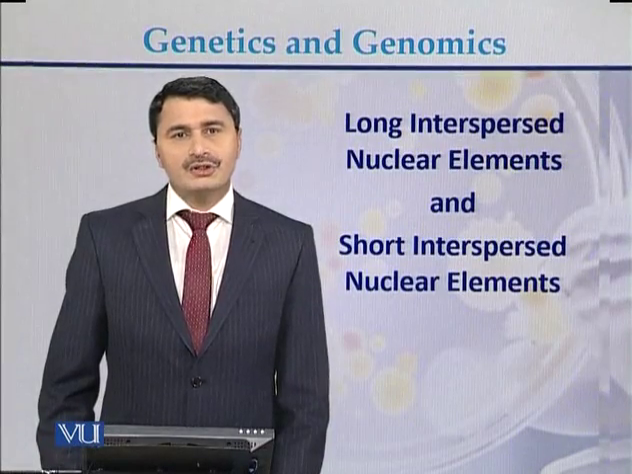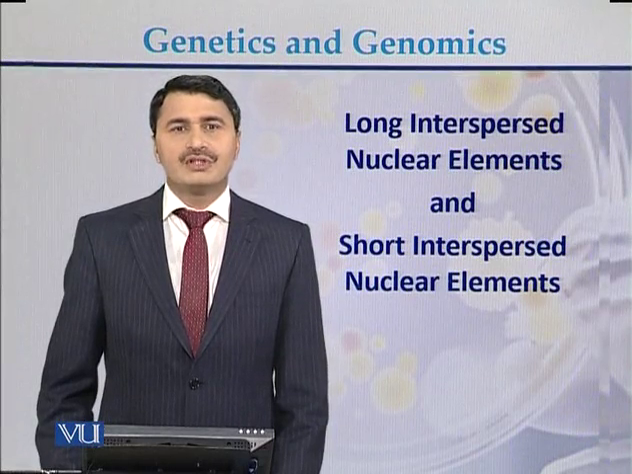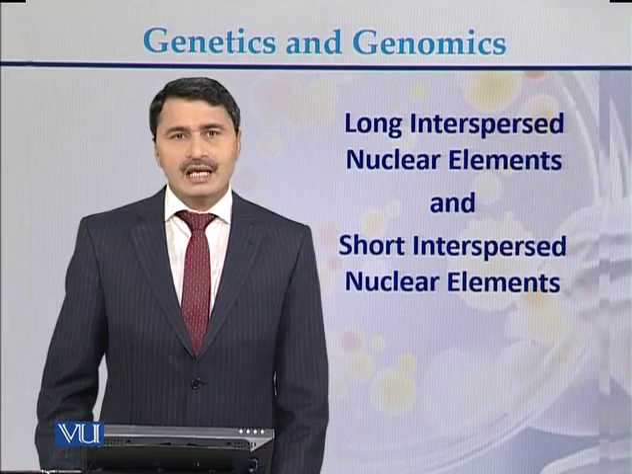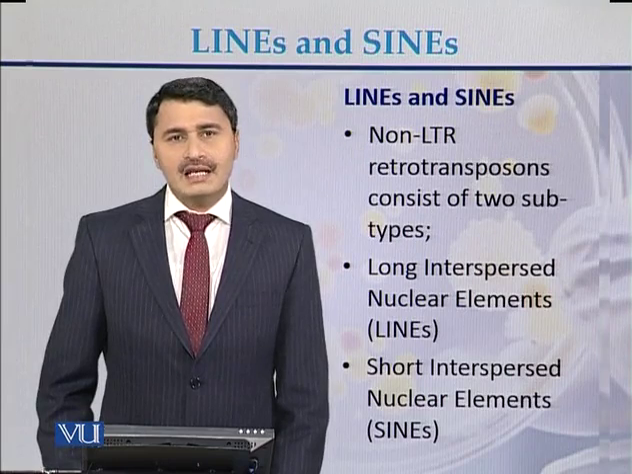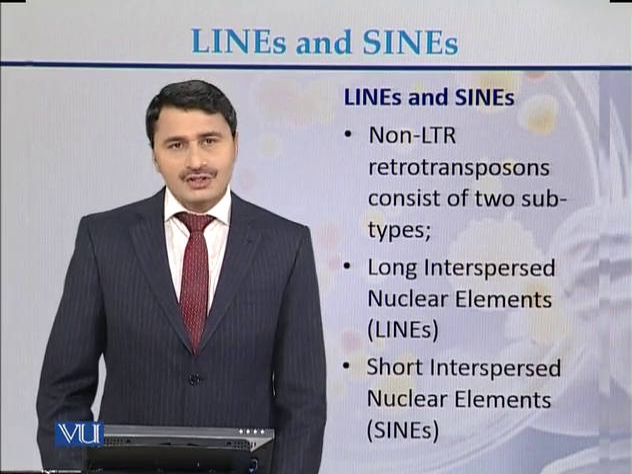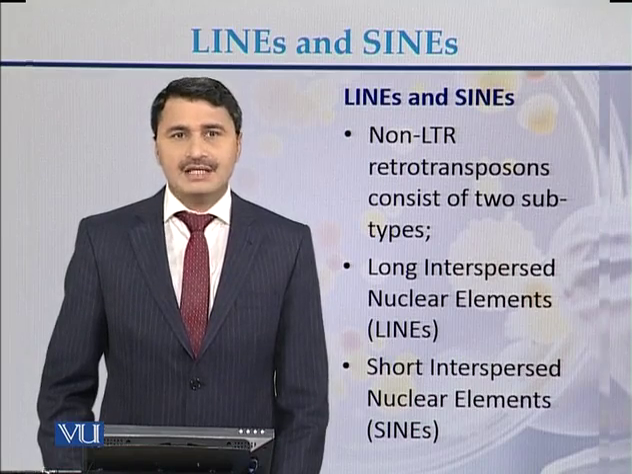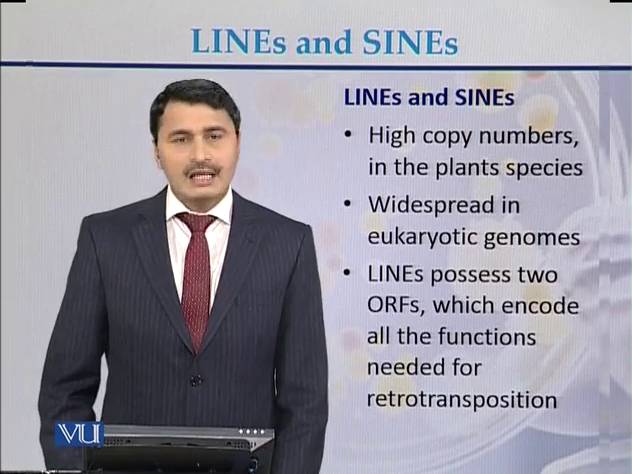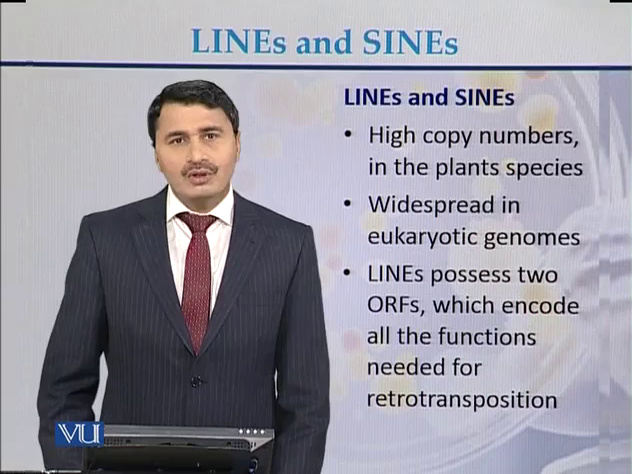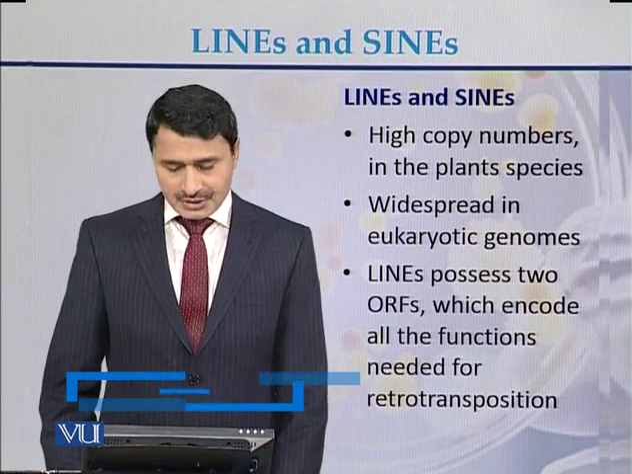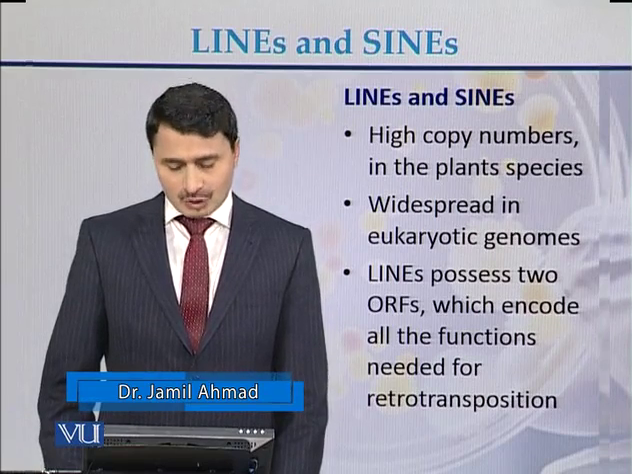Long interspersed nuclear elements and short interspersed nuclear elements are also called LINEs and SINEs. Non-LTR elements are of two types. The first type is called LINEs and the second type is called SINEs. LINEs and SINEs both are found in high copy number in almost all plant species. They are also widespread in most eukaryotic genomes.